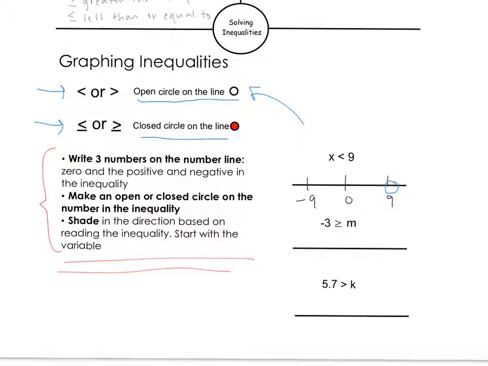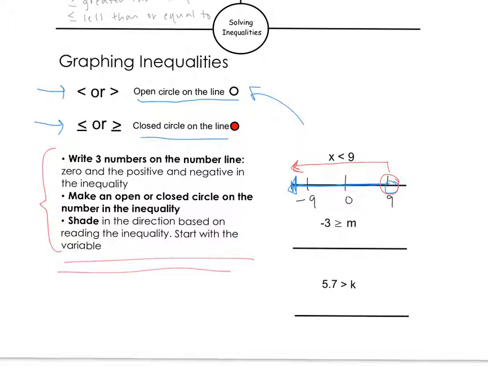And now if I want everything less than 9, think of all the numbers that are less than 9. Is 0 less than 9? Is negative 9 less than 9? It sure is. So I would draw my arrow going to the left. Occasionally you will see other people have an open circle at 9 and draw an arrow going to the left, and that will also work to represent less than 9.